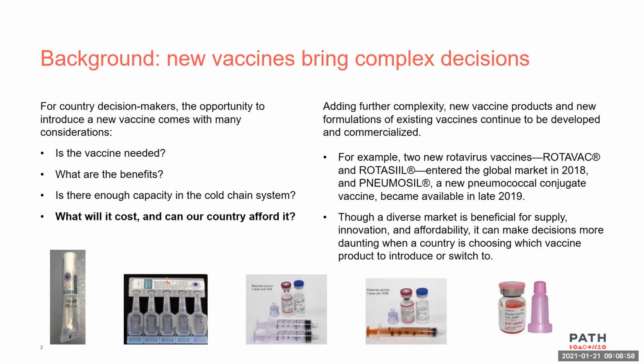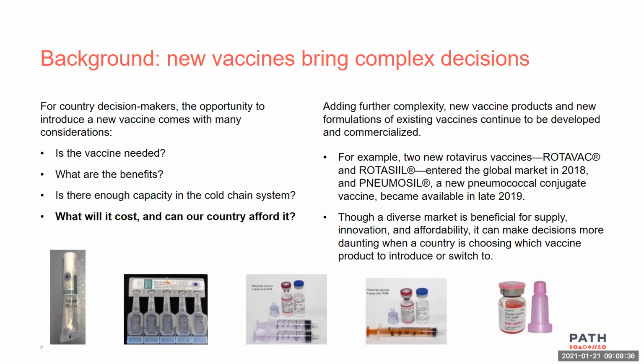As an example, 2 new rotavirus vaccines, namely Rotavac and Rotasiil, entered the global market in 2018, which expanded the market, which for a long time was dominated by a single product, Rotarix. Similarly, for the PCV market, Pneumosil, a new pneumococcal conjugate vaccine, became available in late 2019. And these products have a diversity of characteristics. You can see at the bottom of the slide the different rotavirus vaccines.